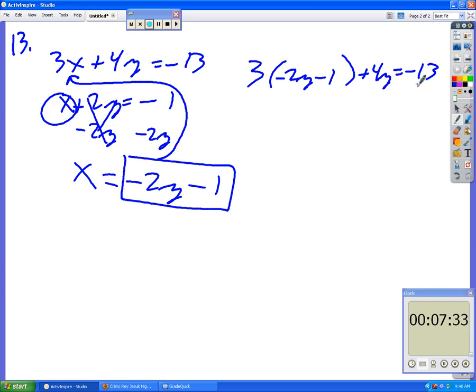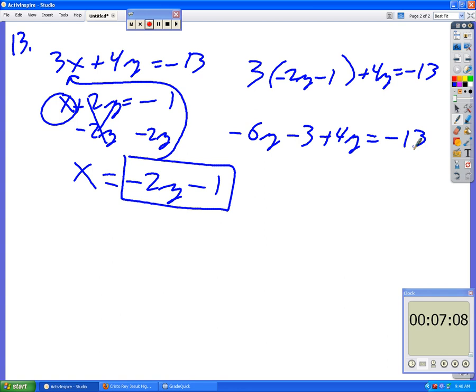And now if we get this, and we solve this equation, what do I do to solve this equation? I distribute. I get rid of the parentheses. I take 3 times all of this. What's 3 times negative 2? Negative 6y. And 3 times the negative 1? Negative 3 plus 4y equals negative 13.